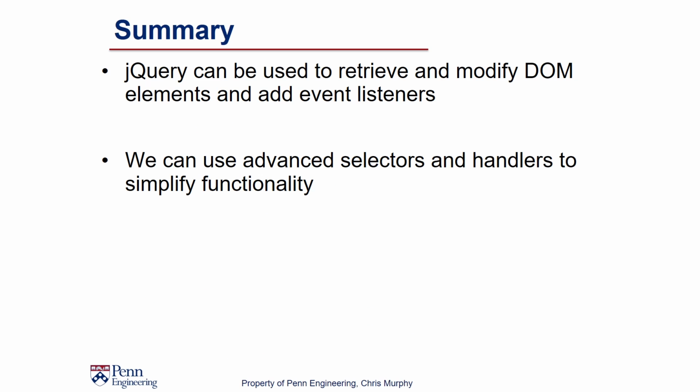In summary, we've seen how we can use jQuery to select items, modify them, and add event listeners. We have shortcuts for adding multiple event listeners and more complex ways of selecting elements. In the next lesson, we'll see how we can put those all together to create more complex applications.